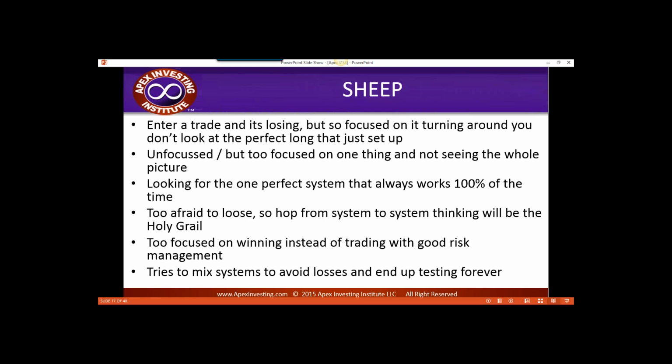The sheep is also that one that is so scared of a loss that they're looking for that perfect system that always works 100% of the time. They're so afraid to lose. They hop from one system to the next system looking for the Holy Grail, and they're focused on winning instead of trading and learning to trade and good risk management. And they don't realize, and they're not mature enough to realize, that there is no such thing as a foolproof, Holy Grail, 100% trading system. It does not exist. It will not exist.